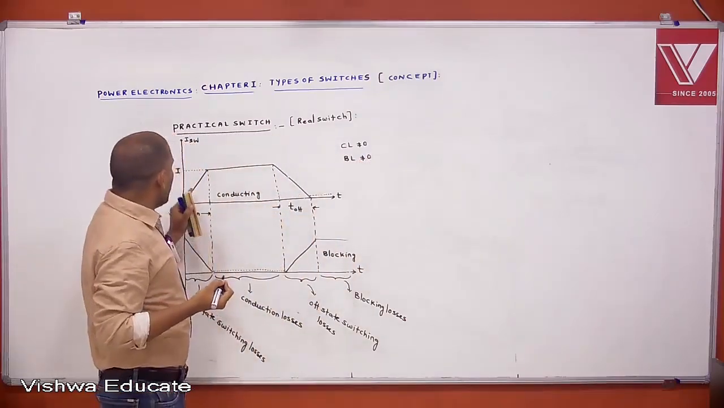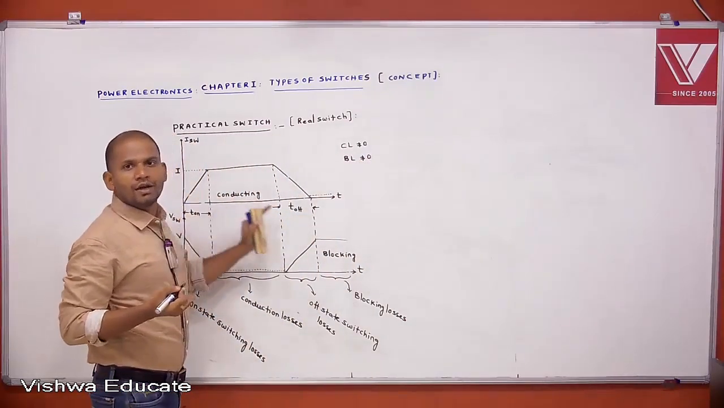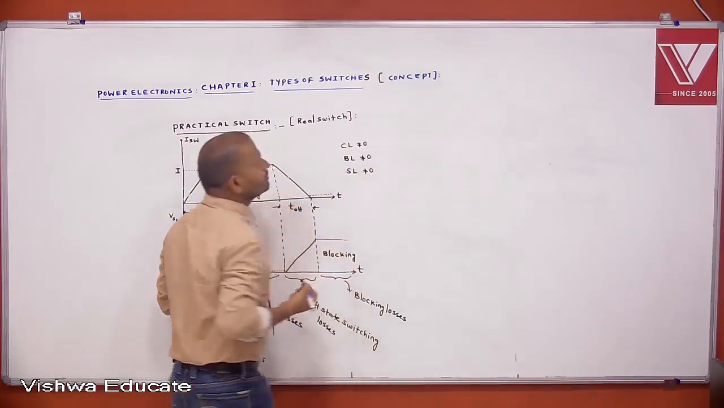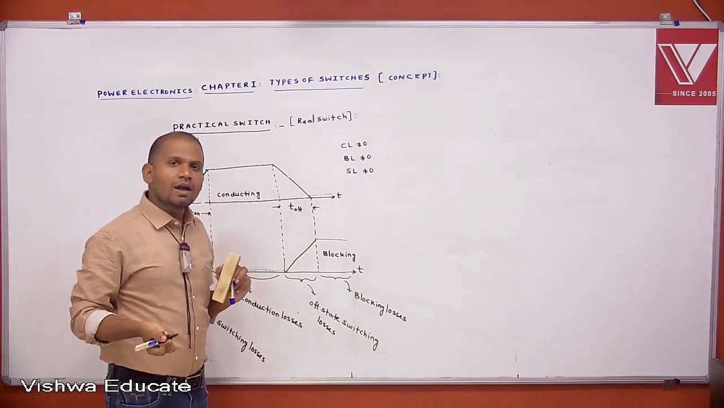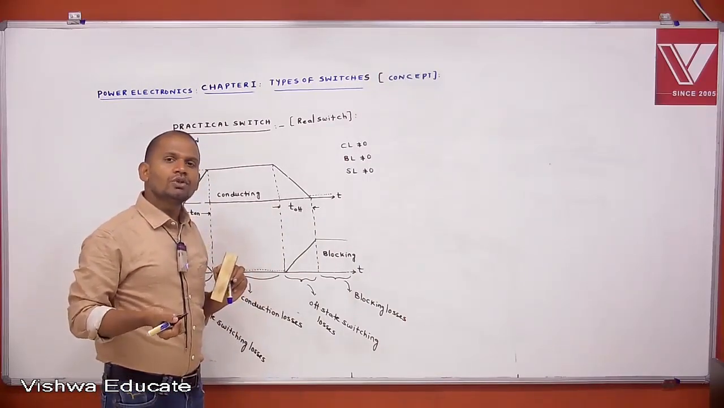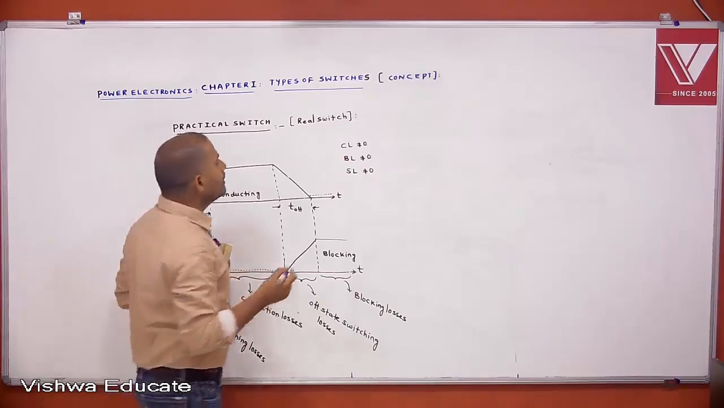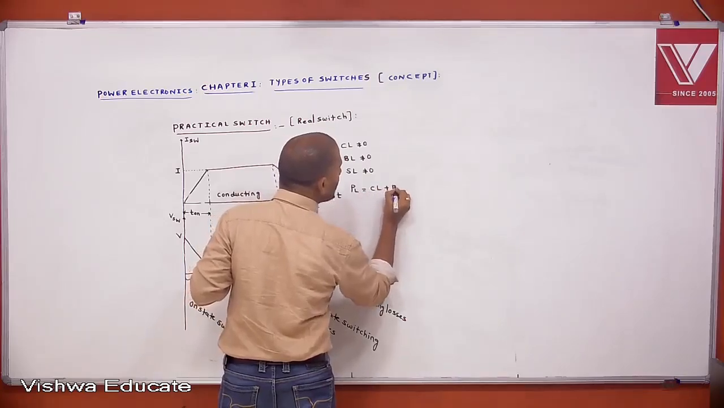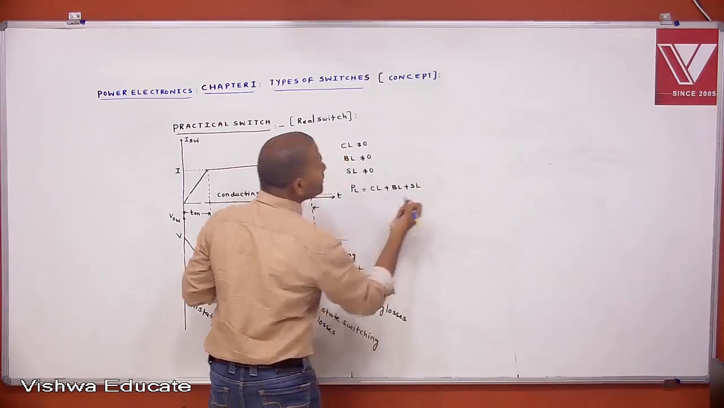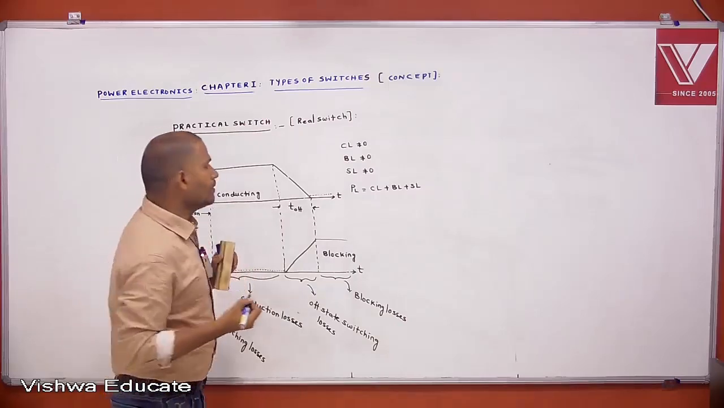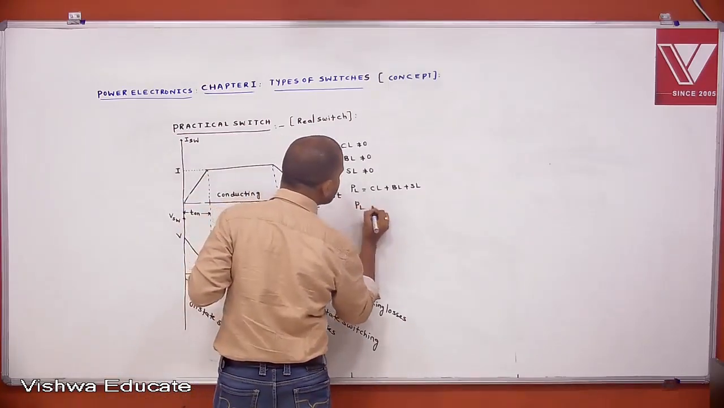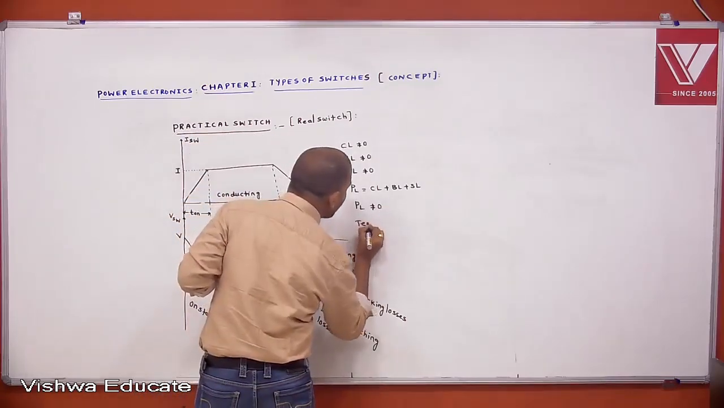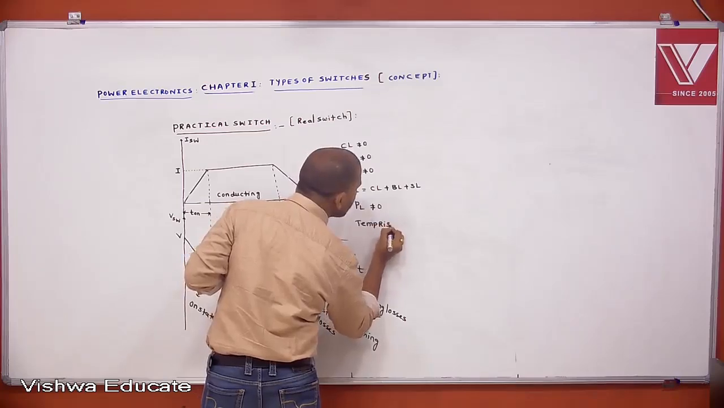And there is no instantaneous switching in on state and off state. That's why switching losses are not equal to 0. Conduction losses not equal to 0, blocking losses not equal to 0, switching losses not equal to 0. Then what is the total power loss? Total power loss equals conduction losses plus blocking losses plus switching losses. Then the total power loss is not equal to 0. If the total power loss is not equal to 0, then the temperature rise is not equal to 0.